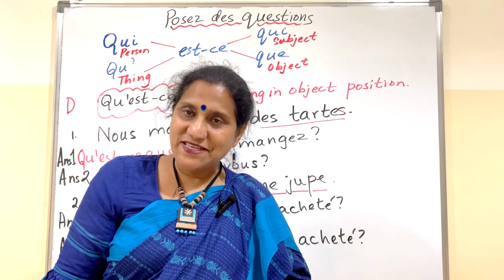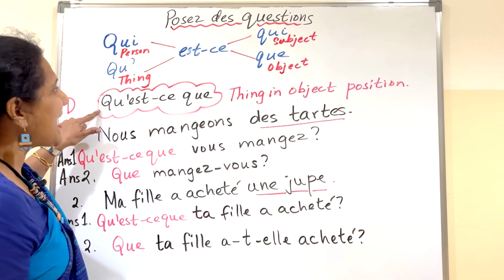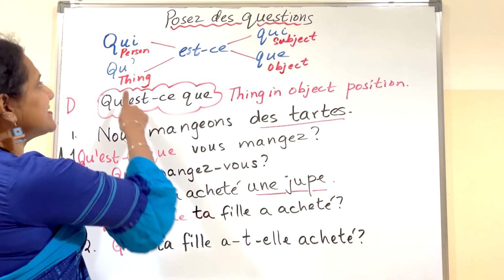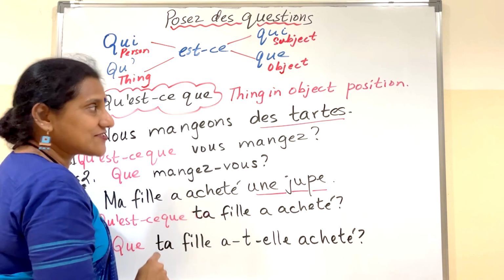How do we ask a question when we have a thing in the object place? Let's look at that now. Qu'est-ce que? Thing in object place. Qu'est-ce que?